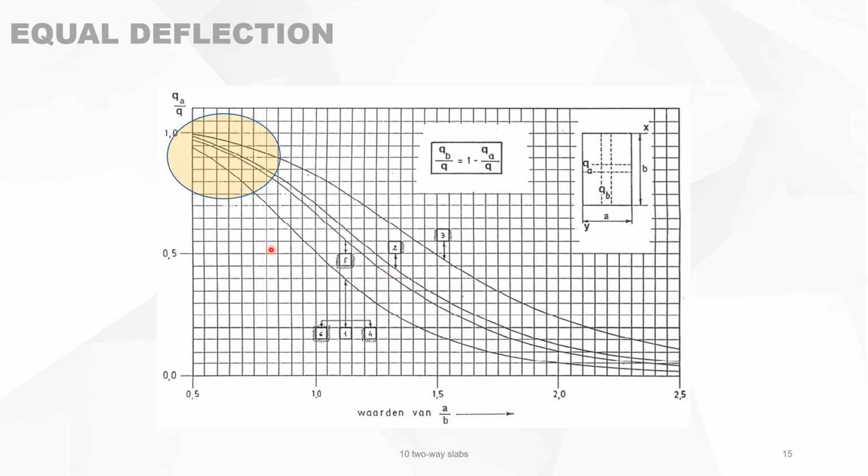What is very peculiar is that for a value A over B of 0.5 or less, the carried over load is almost the same as the total load. So this means that this is a one-way slab. So you can define one-way slabs when one side of the slab is larger than 2 times the other side, or when it's smaller than half. It's the same thing. So this is where the definition of one-way slab is coming from.